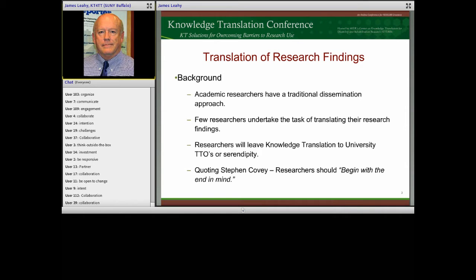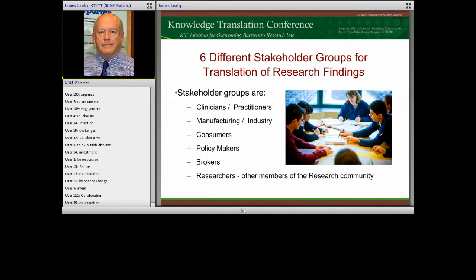We have suggested to those grantees and others that they should always begin their projects with their end goal in mind, in effect what they are trying to accomplish. They should always consider translating their research findings for uptake and use by others. There are 6 different stakeholder groups that should be targeted for the translation of research findings. First one is clinicians, practitioners. Second, manufacturing and industry. Third, consumers. Fourth, policymakers. Fifth, brokers. And lastly, other researchers.